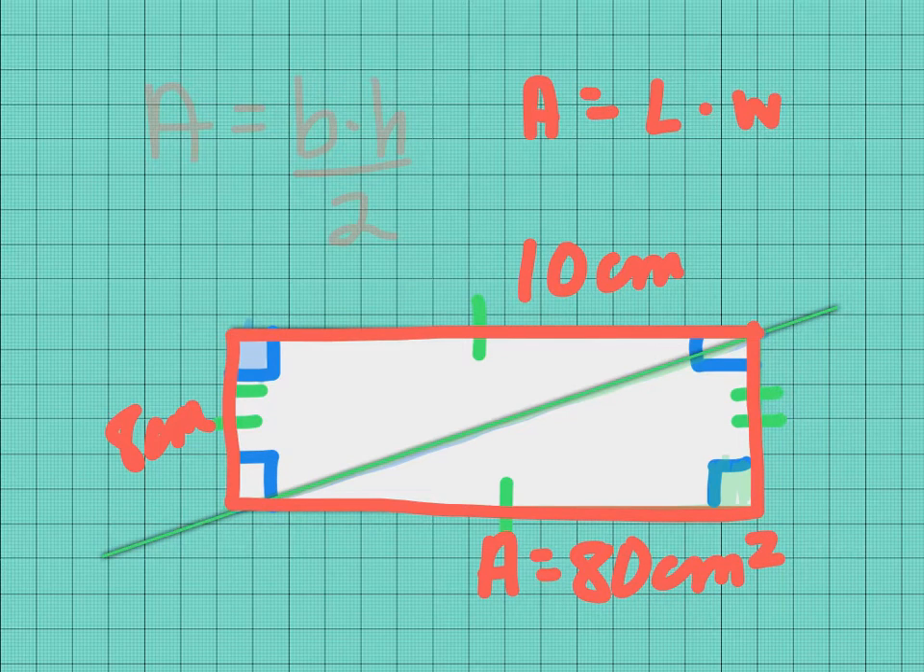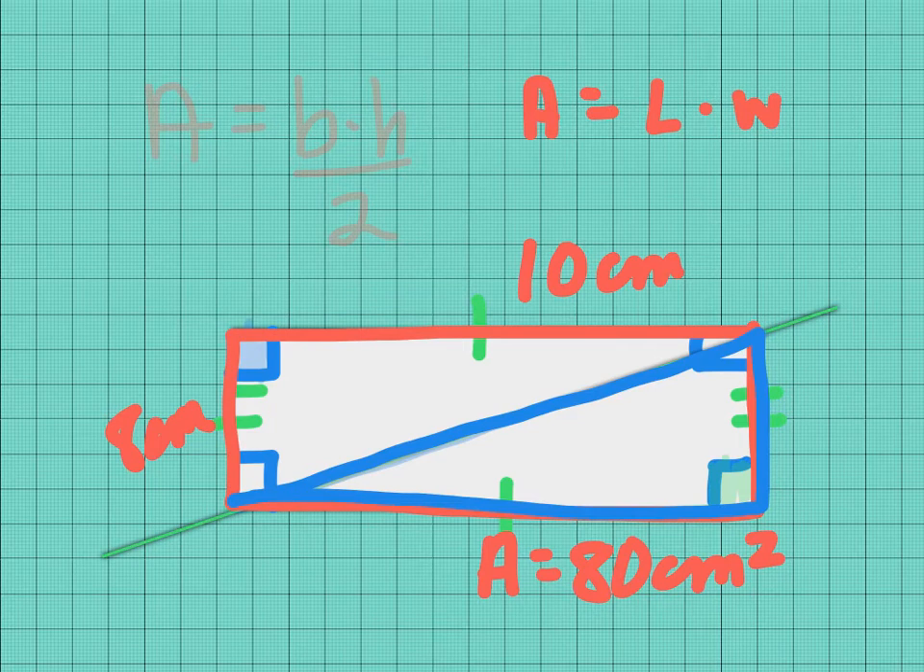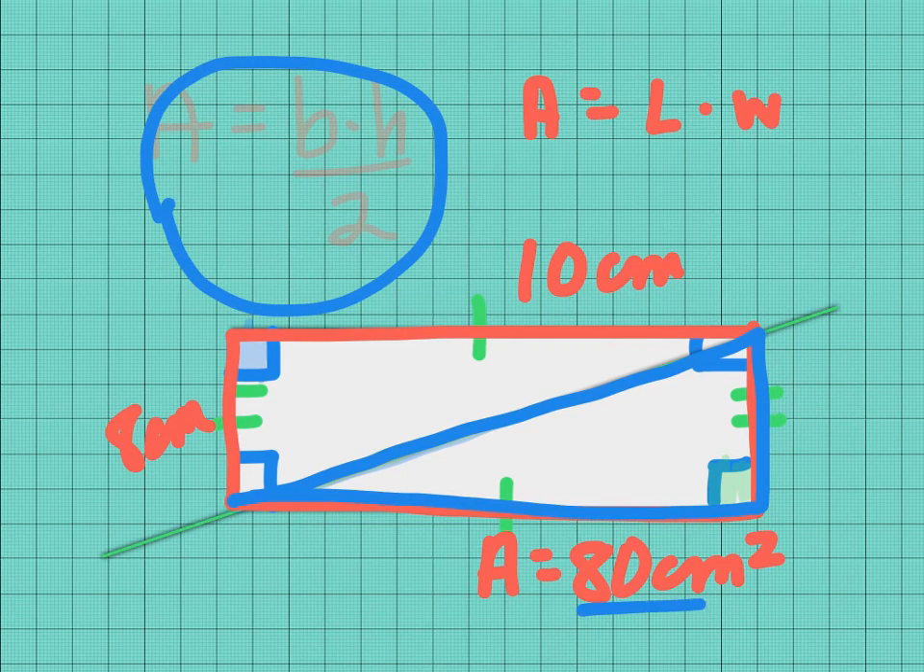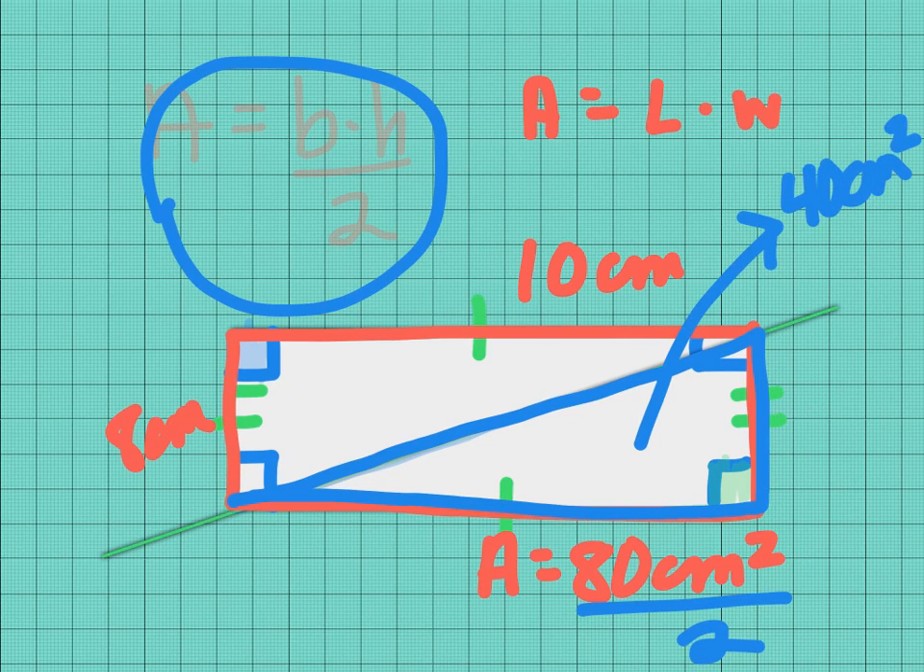But let's say that I only want to know what the area of this right triangle is. Then I can take the 80 centimeters squared, or the 8 times 10, and I can use this formula. I can divide that by 2, and I can see that the area of this right triangle is 40 centimeters squared. How super cool is that?